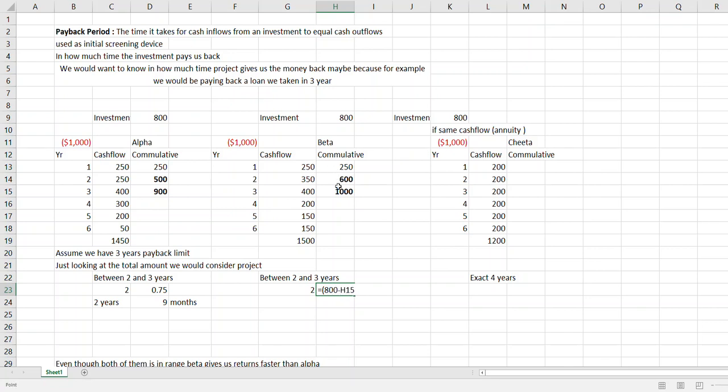We receive up to 600 in the second year, and we need 200 more. That becomes 2.5 years, which is less than Project Alpha. So the faster we receive our money, the better it is. If you want to know exactly, half year in months becomes 6 months. 2 years, 6 months. Let's look at this other one.